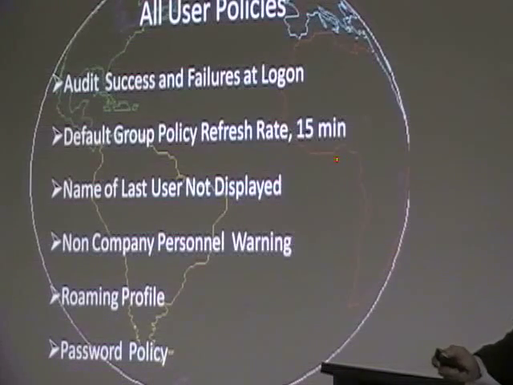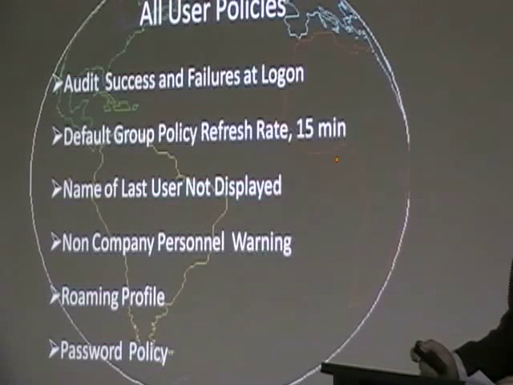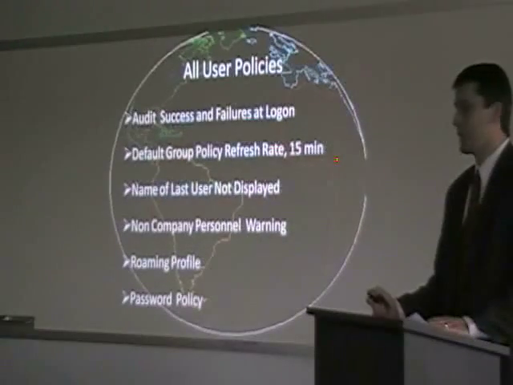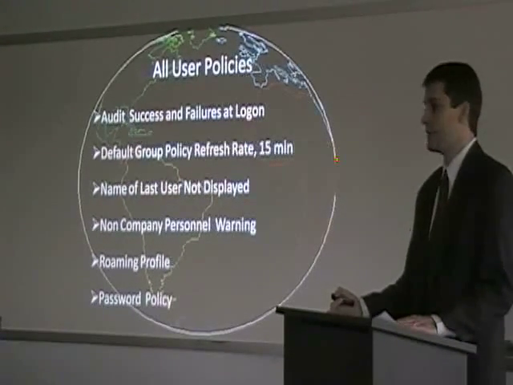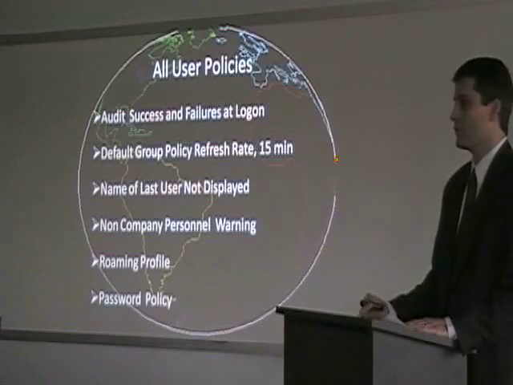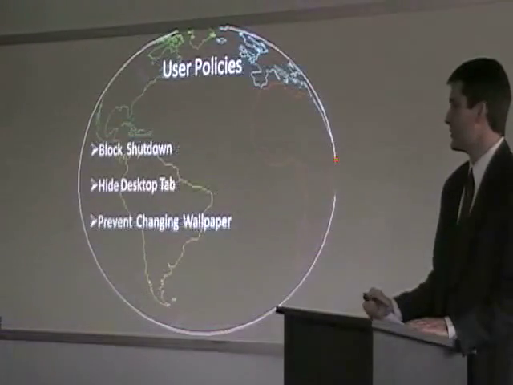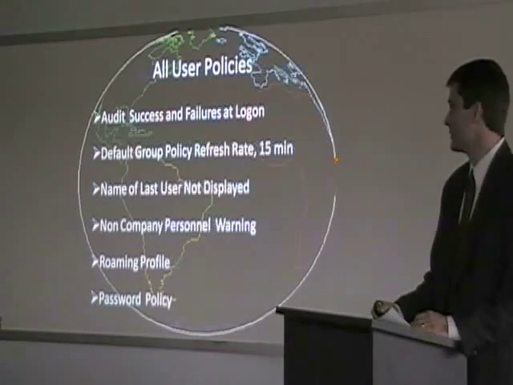For all user policies, everybody gets audited for success and failures at logon. The default group policy refresh rate is 15 minutes to make it an easy implementation for any critical updates that are done through group policy. The name of the last user will not be displayed. That is for security purposes. Non-company personnel warning: anybody trying to access the network will receive the warning, non-company personnel are not authorized to use the network.